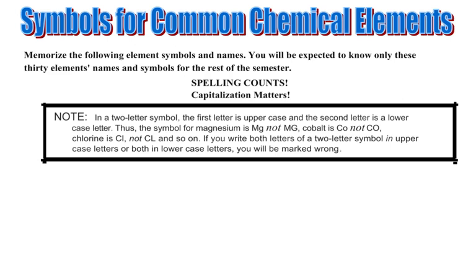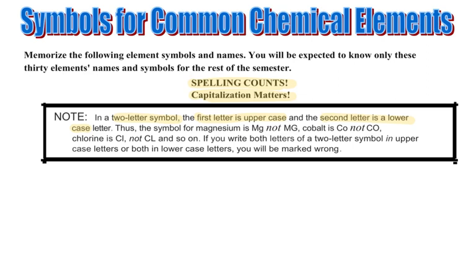Notice a few things. We have two important parts. Number 1, spelling counts, and number 2, capitalization matters. So whenever you have a two-lettered symbol, so a symbol with two letters, the first letter is uppercase and the second letter will be in lowercase. Therefore, the symbol for magnesium is uppercase M, lowercase g, not uppercase M, uppercase g, nor is it lowercase m, lowercase g. If we look at cobalt, it must be uppercase C, lowercase o, not both uppercase. That would be a completely different chemical.